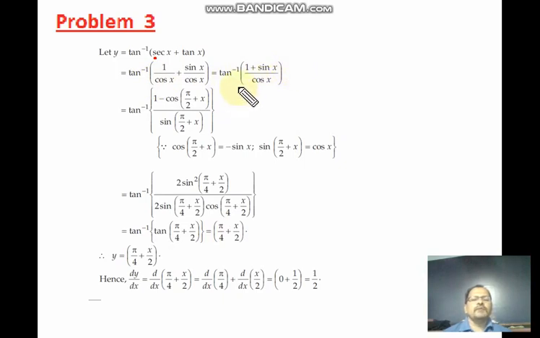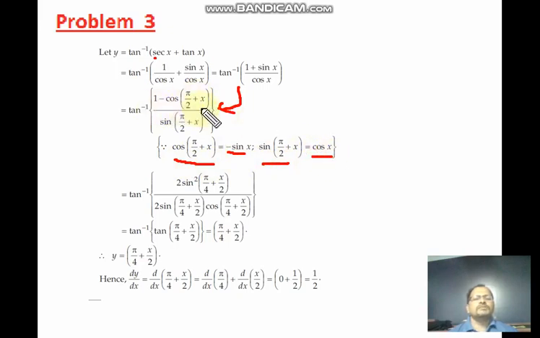Like we did in the previous problem, convert sine to cos and cos to sine. This is because we have to apply the formulae for 1 minus cos theta and sin 2 theta. They are easy to use, therefore I have converted them. Now in the previous problem we used the formula for sin (pi by 2 minus theta). Here I am using cos (pi by 2 plus x) is equal to minus sin x, and sin (pi by 2 plus x) is equal to cos x.